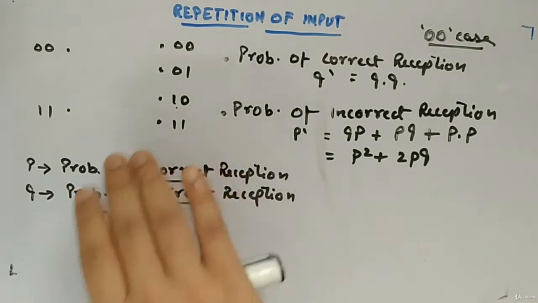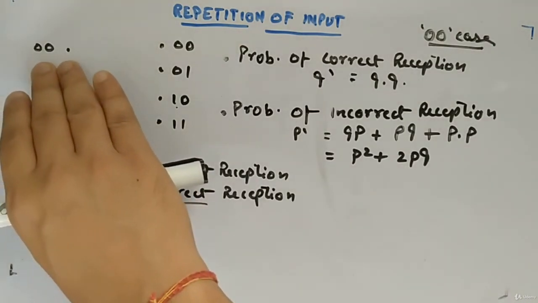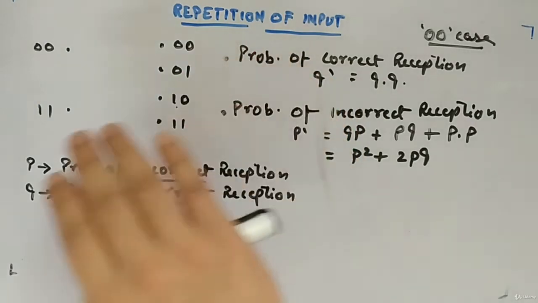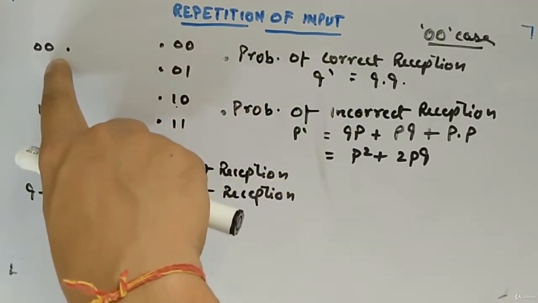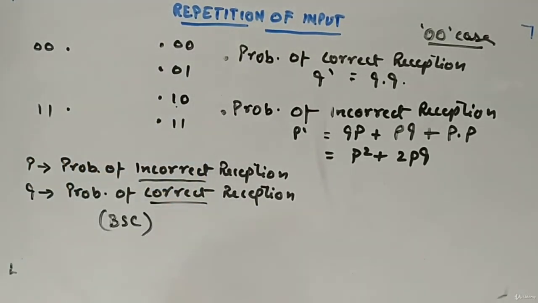Now you can see here, if you send 0, it means you will send two zeros. We are considering repetition as 2. Okay, only one repeat, you can say. So instead of sending 0, you send 0, 0, and instead of sending 1, you send 1, 1.